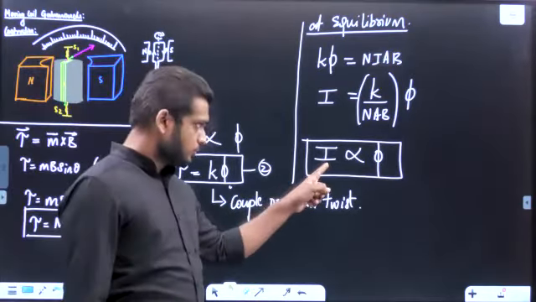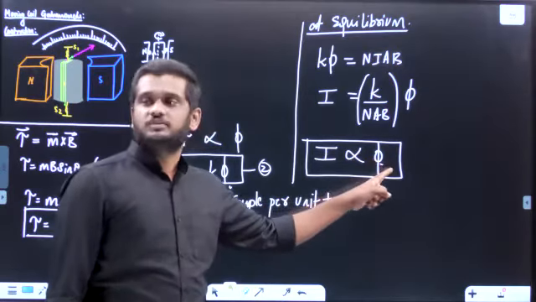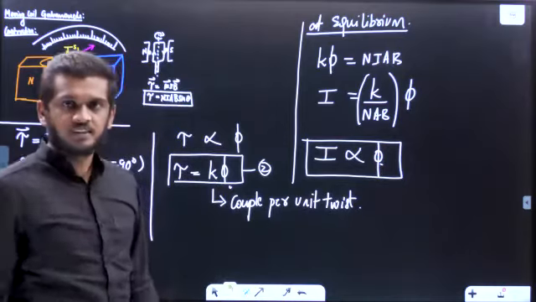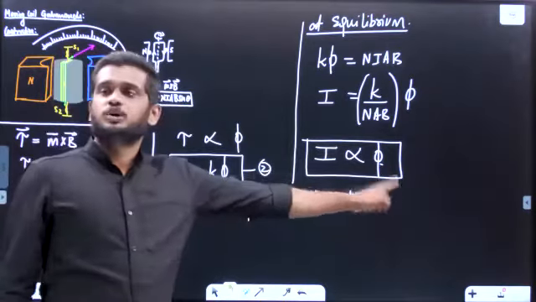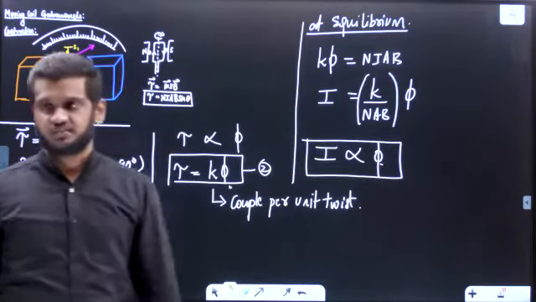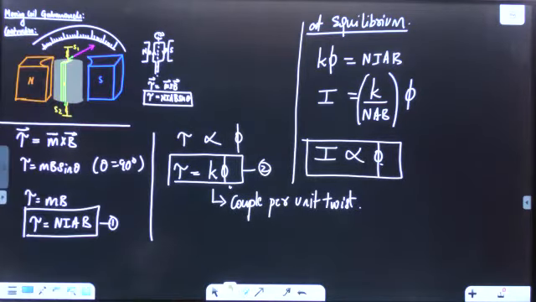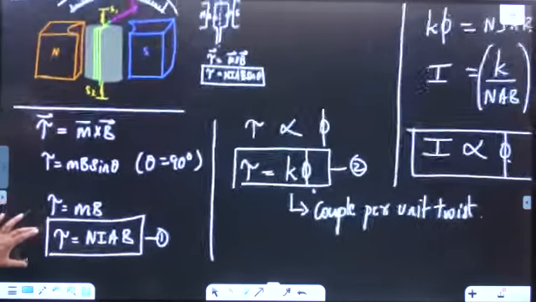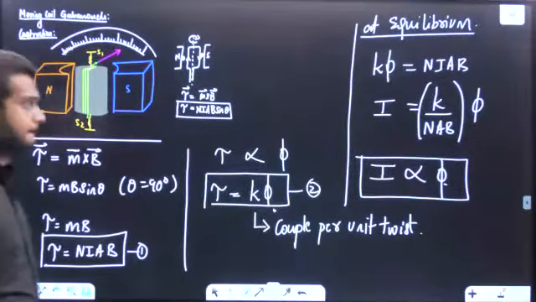If you produce more current, then there will be more deflection. What is phi? Phi is the angle by which the needle rotated, correct? So if you pass more current, there is more deflection. If you pass lesser current, there will be lesser deflection. That is the principle of working of a moving coil galvanometer. Is this idea clear to everybody?